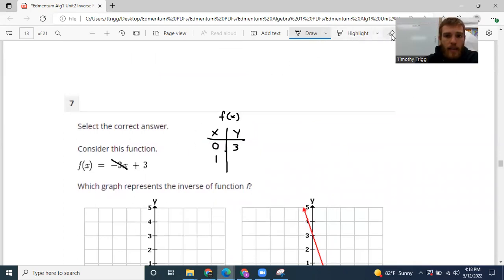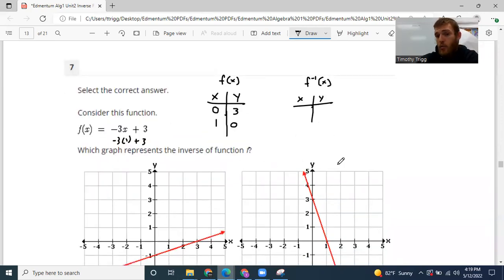Then when I replace x with 1, what would be the result? Well, this would be -3 times 1 plus 3. Well, -3 times 1 is -3. -3 plus 3 is 0. So if these are coordinates for the function, what would be coordinates for the inverse function? Okay, so find the coordinates for the inverse function and make sure you pick the graph that has those coordinate points.